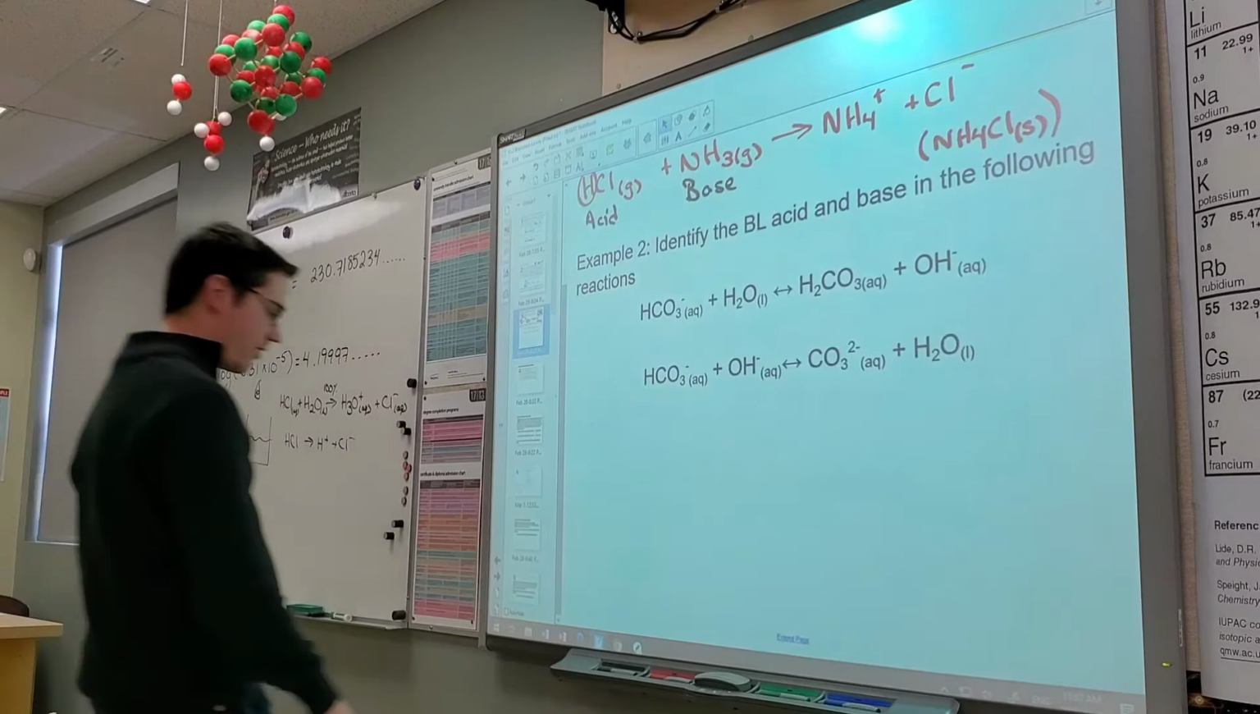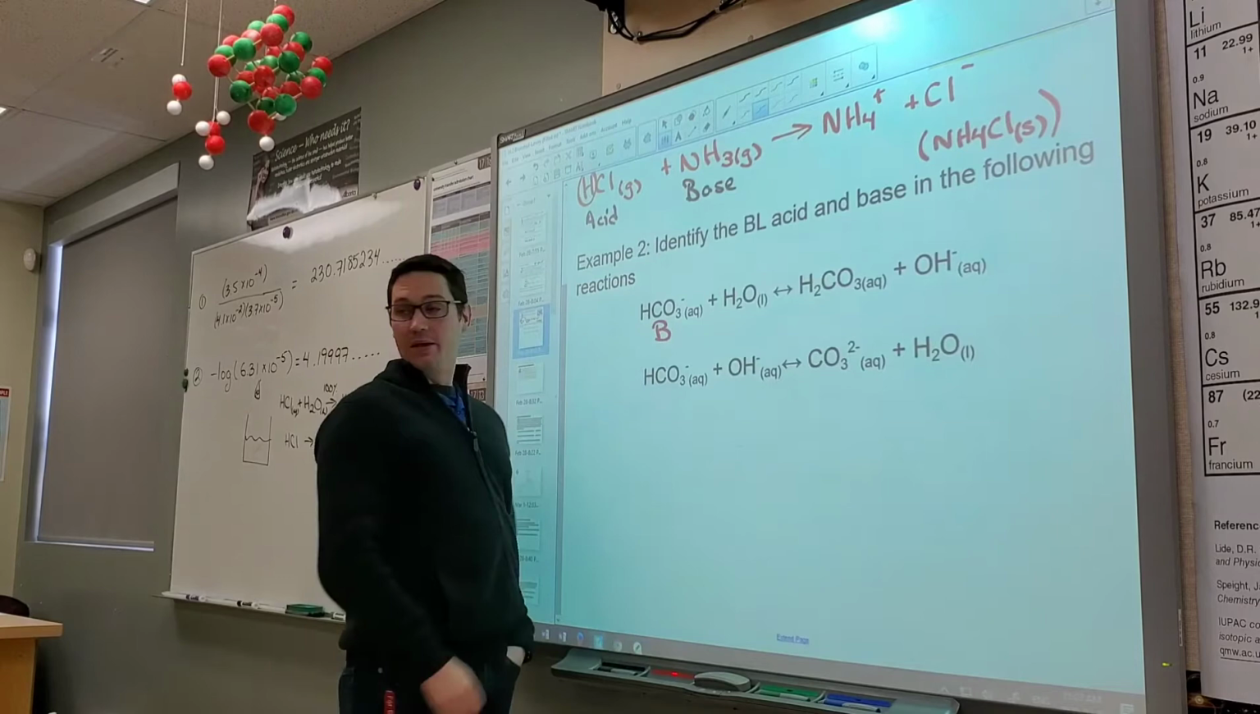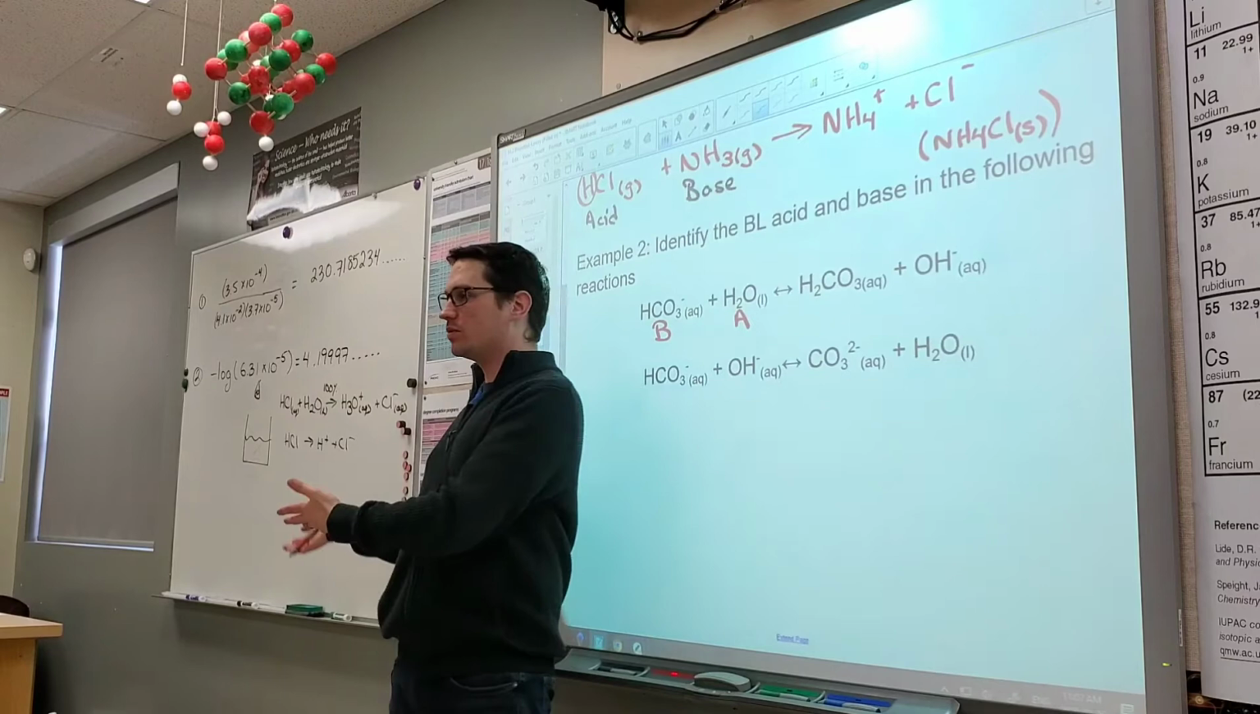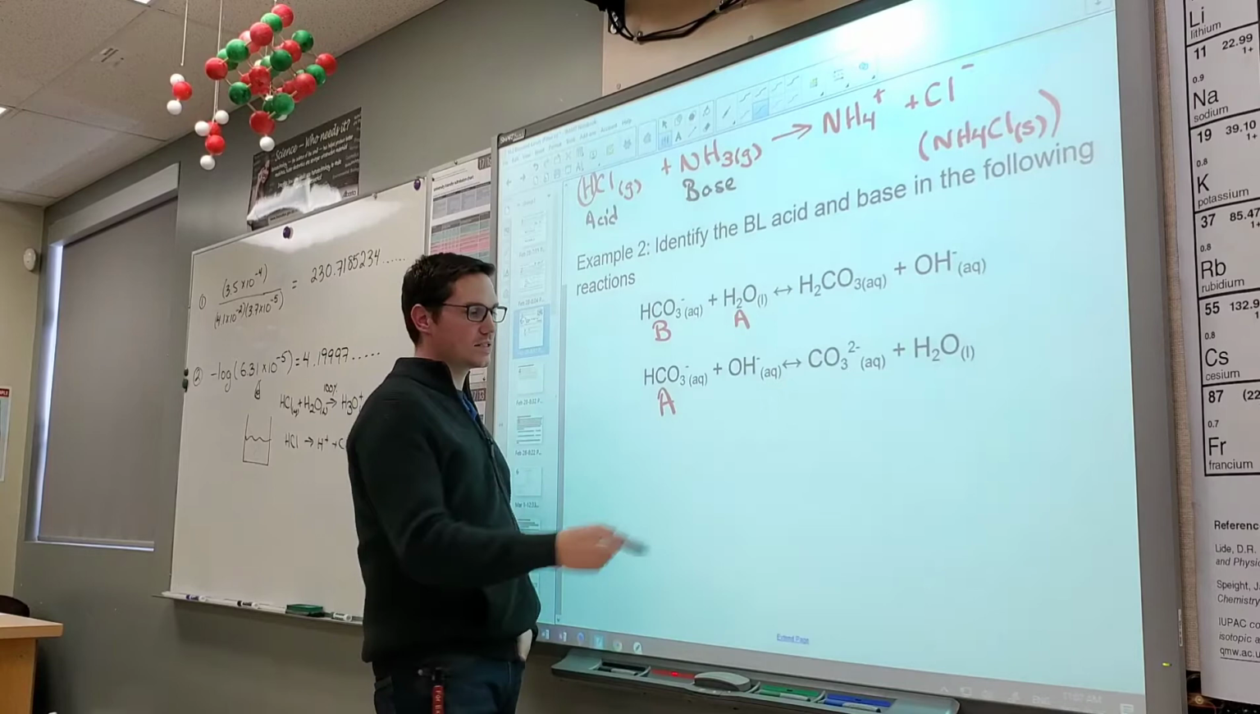I don't know if you would agree with me, but this is acting like a base because it's accepting a proton. And this is acting like an acid, water, because when we go from H2O to OH-, we lost a proton. We donated a proton. HCO3 here is an acid, and OH here is a base.